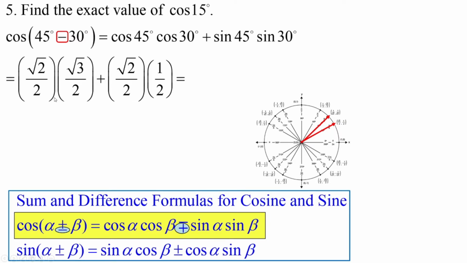So that equals, do you see the common denominator of 4 in each of those terms? And then root 2 times root 3 is root 6 plus, and root 2 times 1 is root 2. So root 6 plus root 2 over 4 is my exact answer. And I'm sorry, you've got great calculators, but your calculator will not give you this answer.